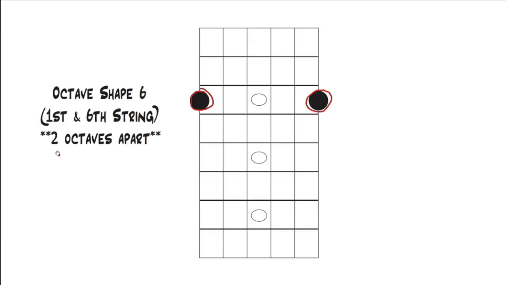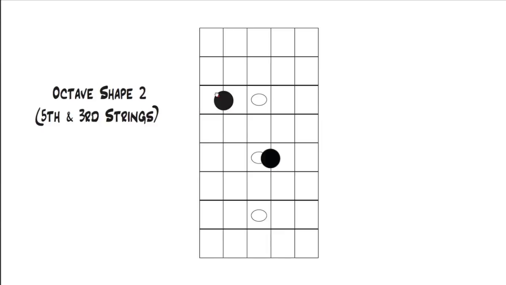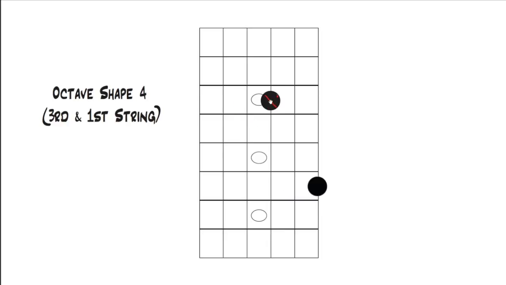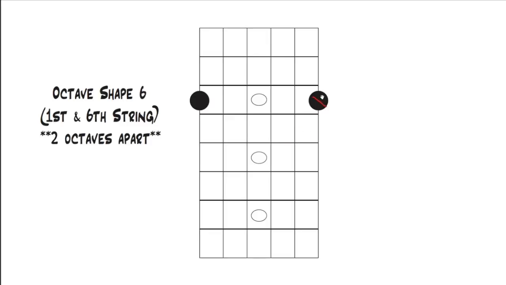And like I've mentioned before, these are actually 2 octaves apart, which would be 24 frets apart if they were on the same string. So again, I'm just starting with the note on the 6th string for Octave Shape 1, note on the 5th string for Octave Shape 2, note on the 4th string for Octave Shape 3, note on the 3rd string for Octave Shape 4, note on the 2nd string for Octave Shape 5, and note on the 1st string for Octave Shape 6. That's just how you can visualize where these shapes are coming from.